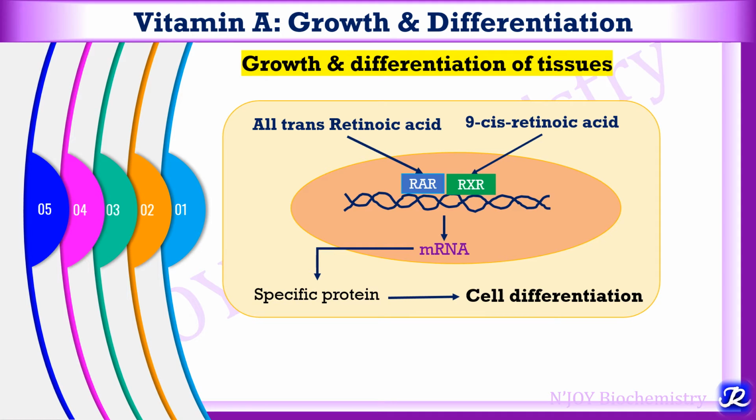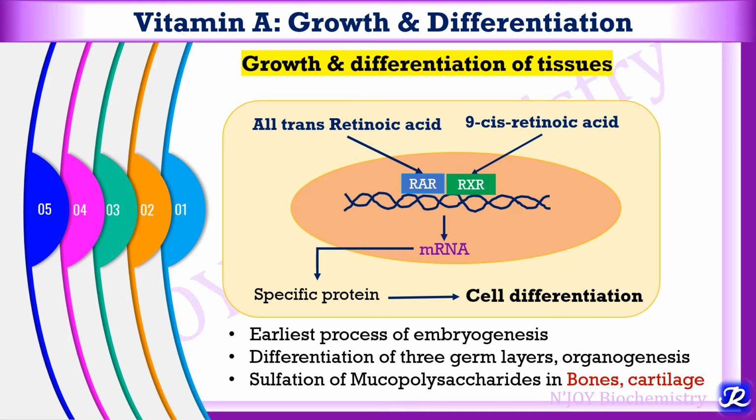Vitamin A also has a role in growth and differentiation of tissues. All-trans retinoic acid and 9-cis retinoic acid act through the nuclear receptors RAR and RXR, and they regulate gene transcription, resulting in the translation of specific proteins required for cell differentiation. This process is very important for embryogenesis, differentiation of the 3 germ layers, and organogenesis. Retinoic acid is also involved in the sulfation of mucopolysaccharides present in bone and cartilage. That's why vitamin A has a very important role in bone formation as well.